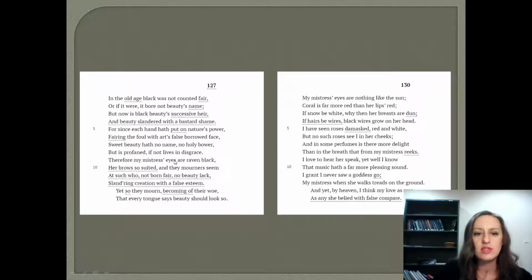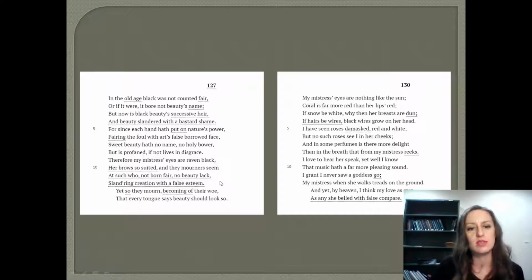Therefore my mistress's eyes are raven black, her brow so suited, and they mourners seem at such who, not born fair, no beauty lack, slandering creation with a false esteem. Yet so they mourn, becoming of their woe, that every tongue says beauty should look so.